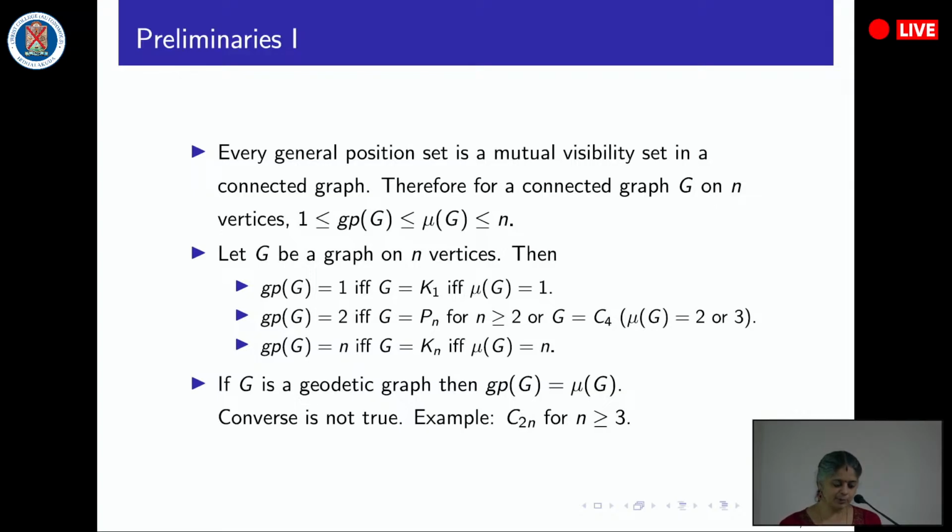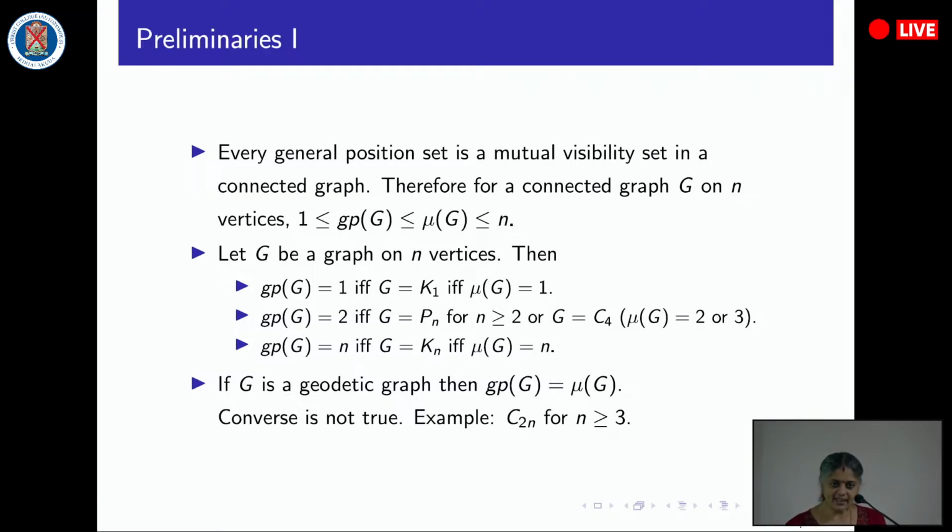An obvious lower bound could be 1, but one may think that if there is at least one edge, then I can choose 2 vertices, right? But K1 is also there. So that is why the lower bound is kept as 1. Otherwise, I can say that it is 2. Okay, so 1 is an obvious lower bound for general position, and the maximum that we can go is up to n. And 1 is only for K1. For GP as well as mu, the value is 1 only for K1. And GP equal to 2 is also characterized. It is true only for paths for n greater than or equal to 2, and for C4.